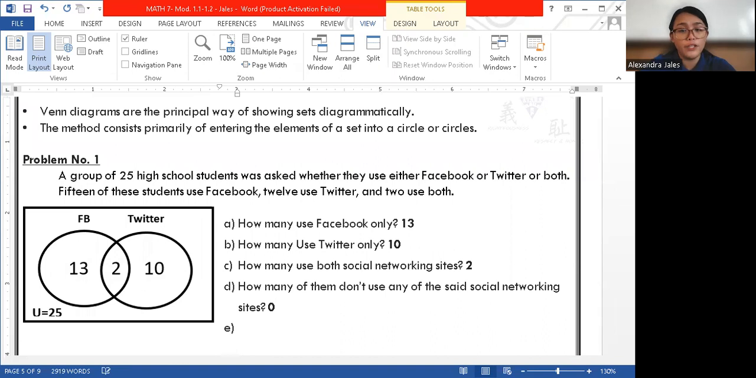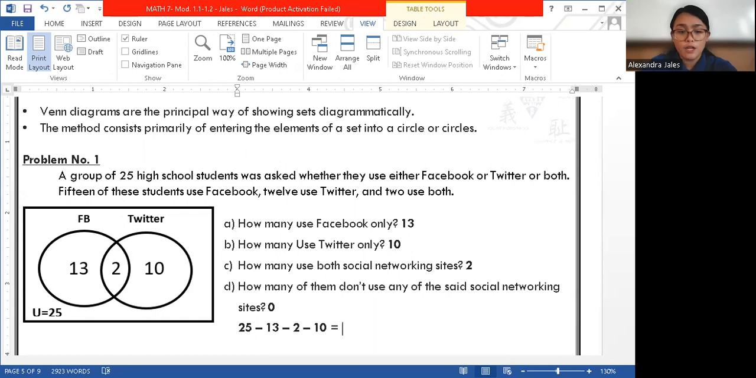Again, how are we going to show that? There are 25 students. So we need to subtract the number of students who use the social networking sites. We have 13, we have 2, and we have 10. Therefore, we have how many?